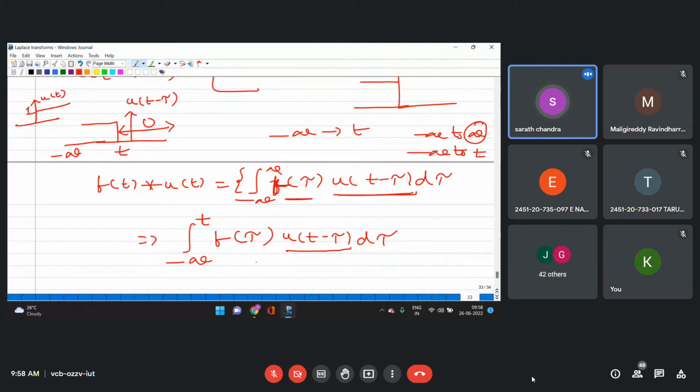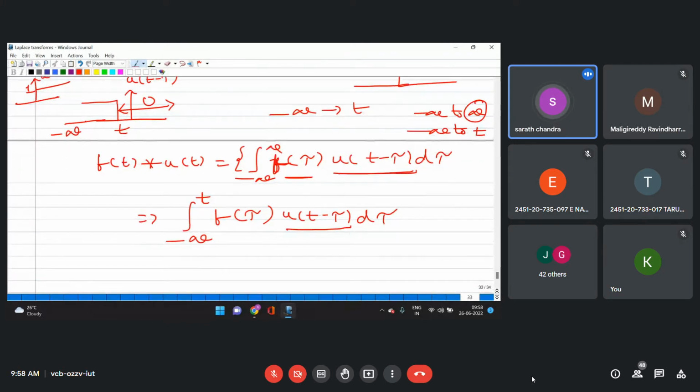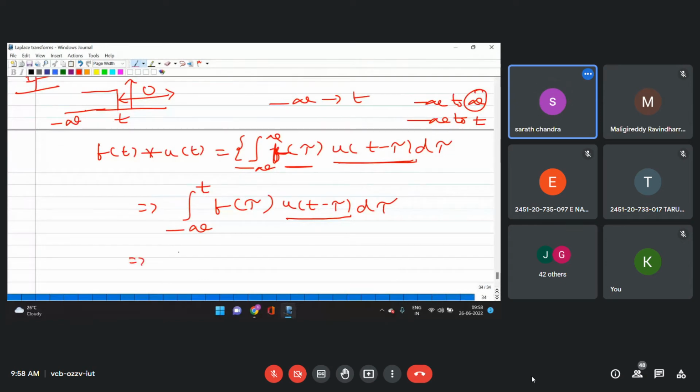So even from minus infinity to t, the value is 1. So can I write this as the integral from minus infinity to t of f of tau d tau? Is this fine? Okay? Yes, sir. Because this is equal to 1.